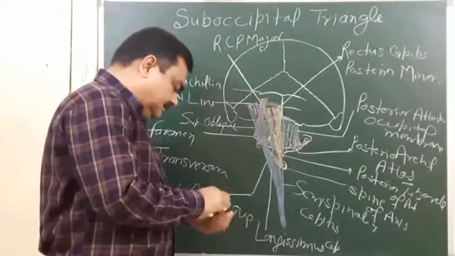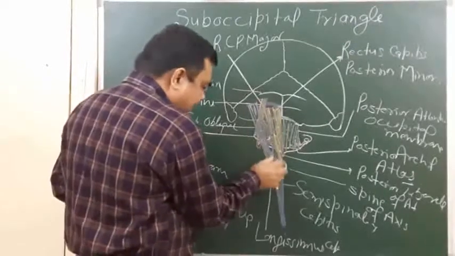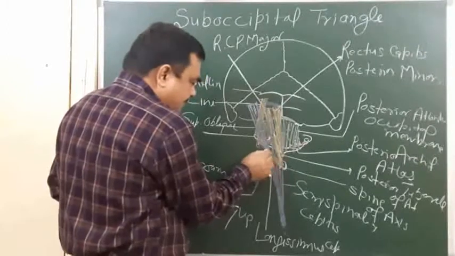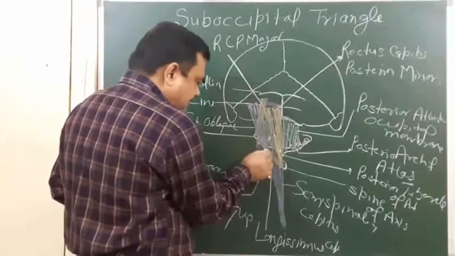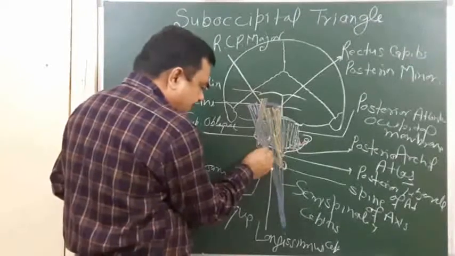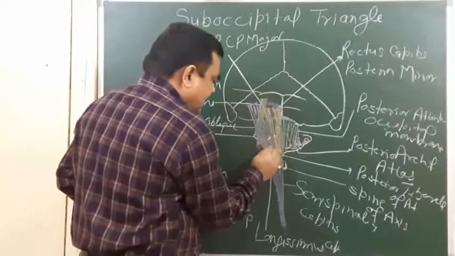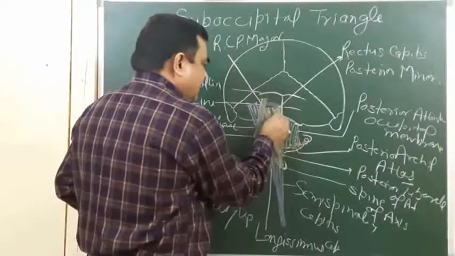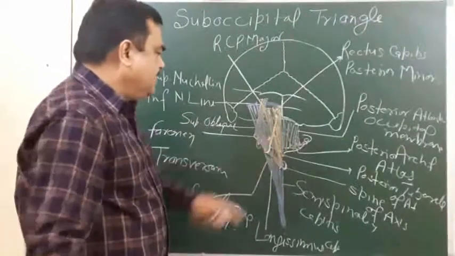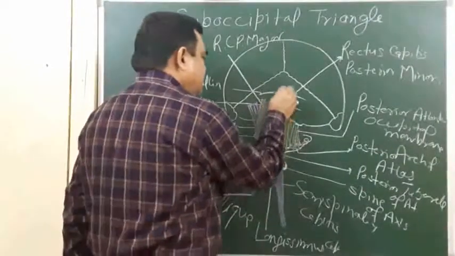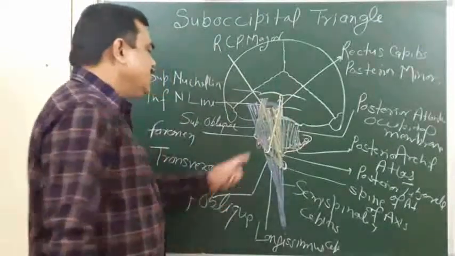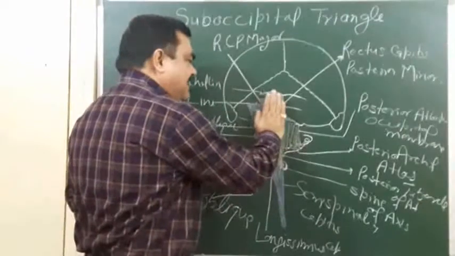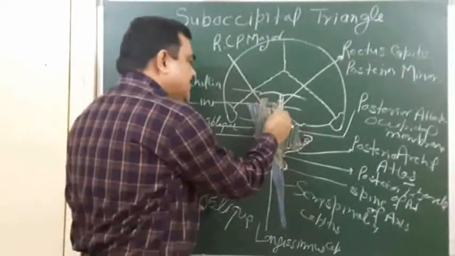One important thing, that is the first nerve, the second nerve. Here is the second nerve which passes below this inferior oblique muscle and turns like this. It pierces this muscle, semispinalis capitis, and reaches here. And also it pierces the trapezius muscle. Here another layer is present, that is trapezius. It also pierces the trapezius muscle.